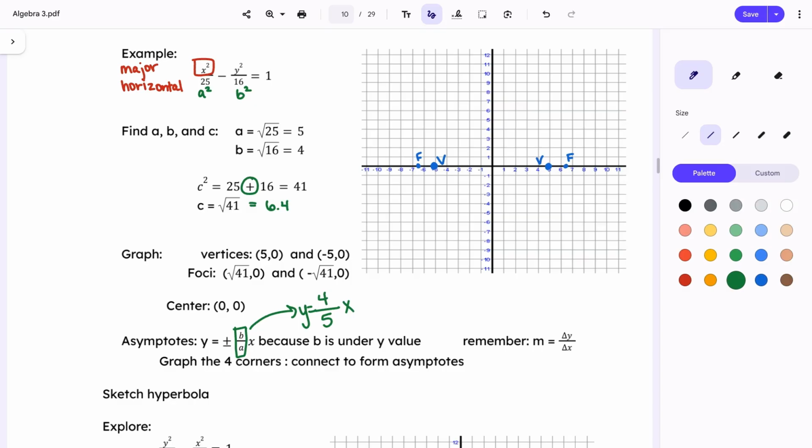You don't really need to write it as an equation for graphing purposes. I really just need to see that 4/5 so that we can figure out how we're going to draw the asymptotes. How I like to do it is I graph 4 corners, which means I start at 0, 0, and I go up and down 4 and any combination of left and right 5, just to get an idea. So I could go up 4 and right 5, but I could also go up 4 and left 5 to get those 2 top corners, and then I'm going to go down and do the same thing.